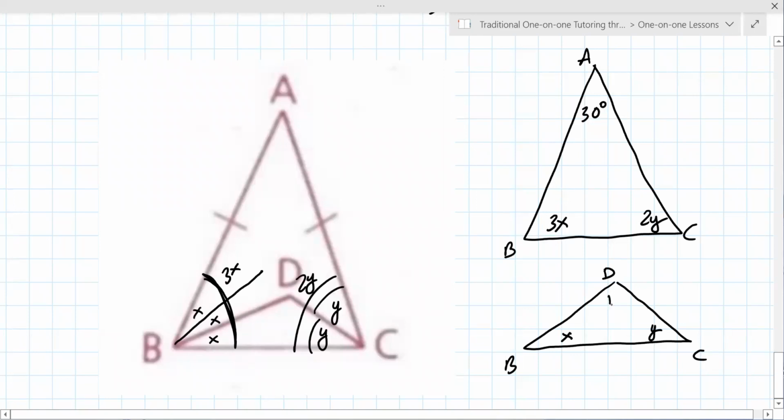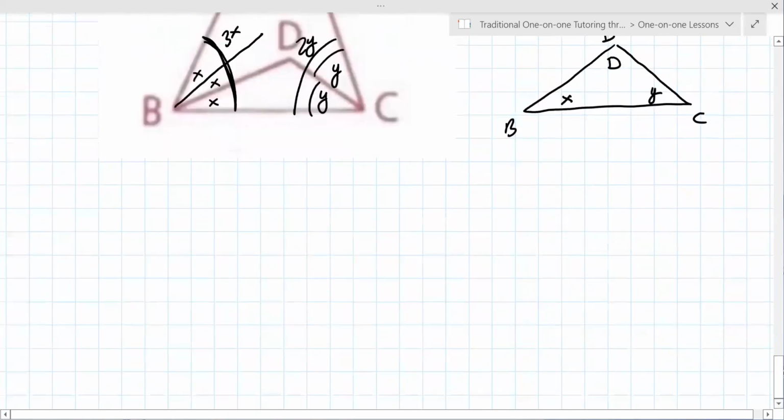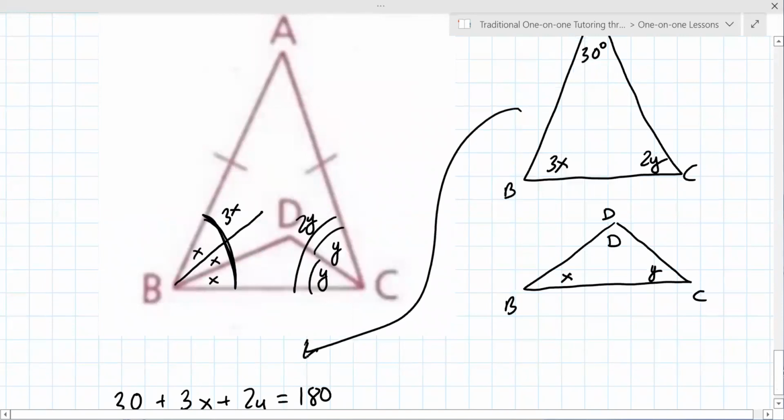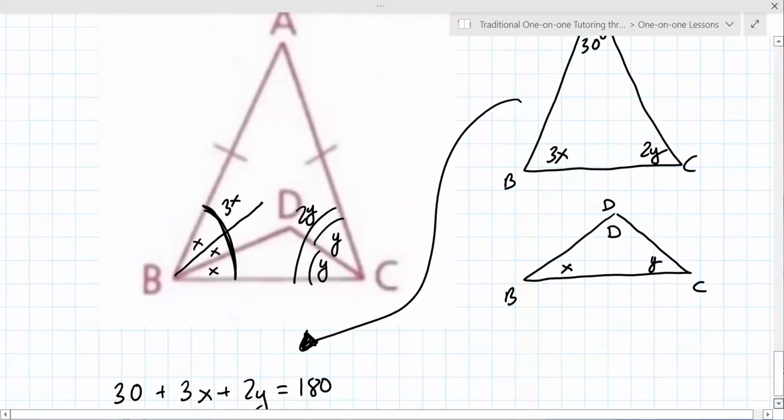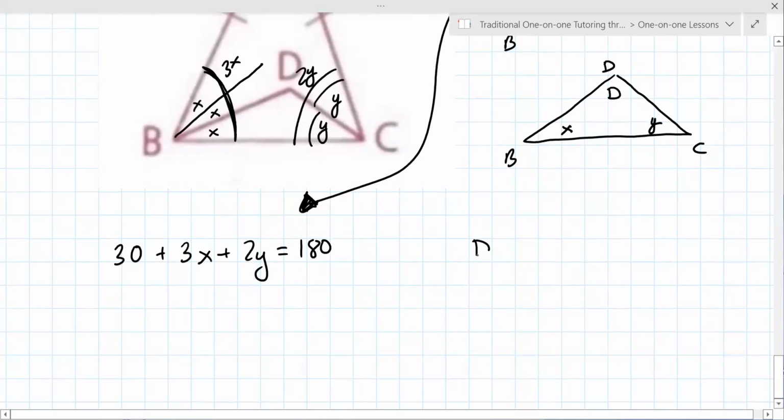So now we have enough to write two equations, one for the first triangle and one for the second triangle. For the first triangle, it's 30 plus 3X plus 2Y equals 180. So I'm going to write that. That comes from down here. For the second triangle, it's D plus X plus Y equals 180.